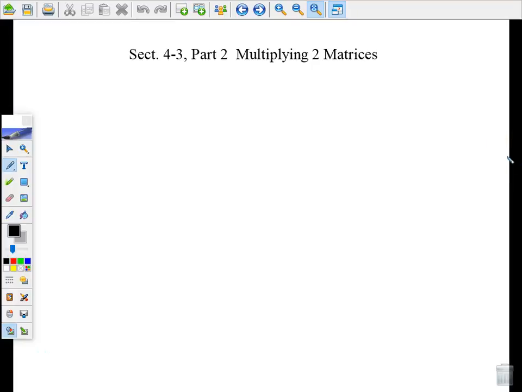I wanted to cover this lesson with you today. This is still in section 4.3, but I want to talk about multiplying two matrices together.